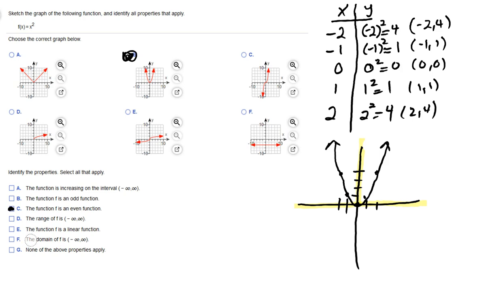The next one says the domain of f is negative infinity to infinity. The domain of this function is negative infinity to infinity because f of x equals x squared is a polynomial function, more specifically a quadratic function. We can also see from our graph that every x value is covered from negative infinity all the way to positive infinity. So I would select the domain is from negative infinity to infinity. The final statement says none of the above properties apply, and we've selected 2, so that one is not part of it.